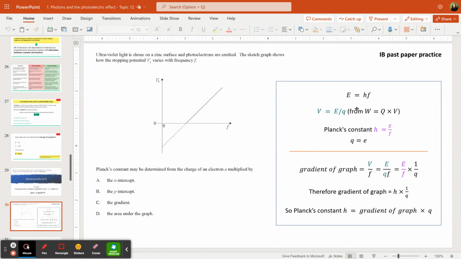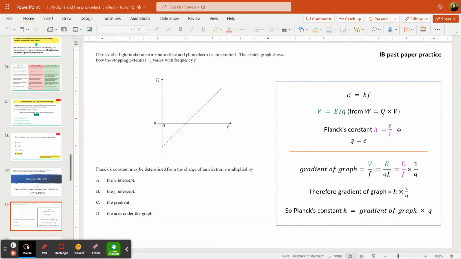So we know that the energy of a photon is equal to hf. h is the Planck constant, which is what the question is asking us to find from the graph. We also know that work done is QV, charge multiplied by voltage. I can rearrange this for voltage, because that's what's on the y-axis. And I can say that therefore it's equal to the work done per unit charge. So V is E over Q.